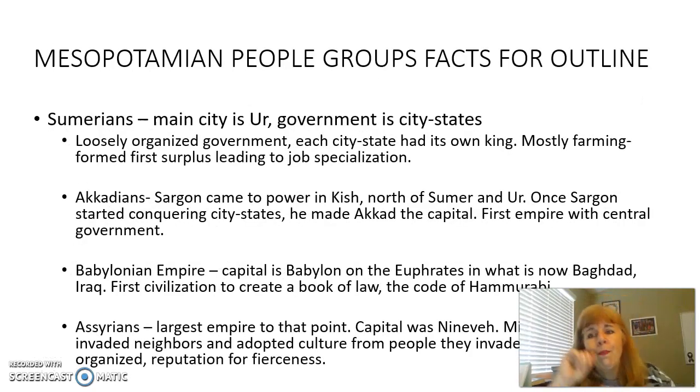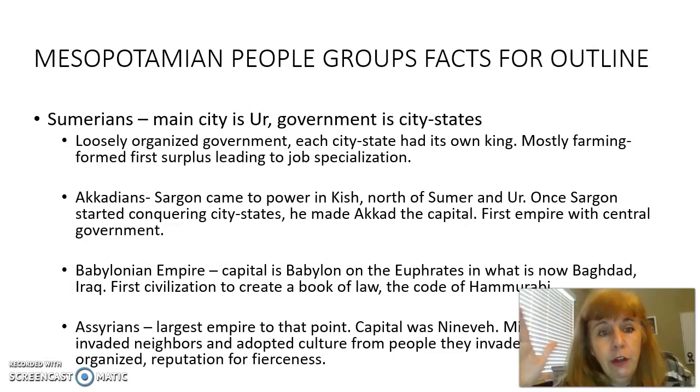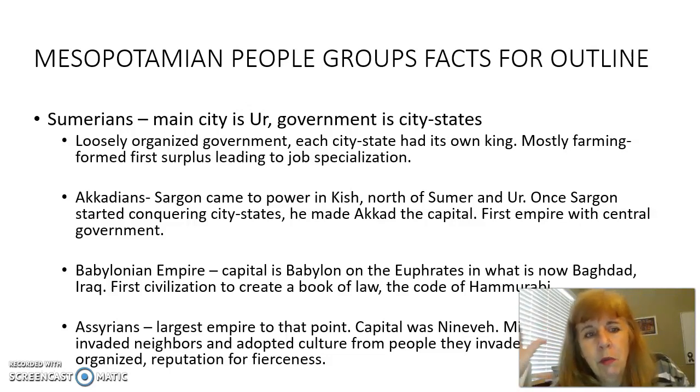All right. Here are some facts that we all know about Mesopotamia, right? We've already learned Mesopotamia. We know that the Sumerians' main city is Ur. Their government was city-states. They had a loosely organized government, mostly farming, all that kind of stuff. We know the Akkadians, Sargon was their leader. He took power in Kish, north of Sumer.